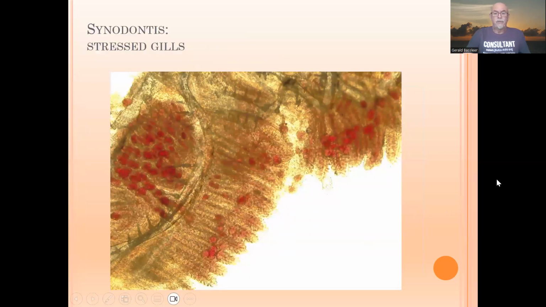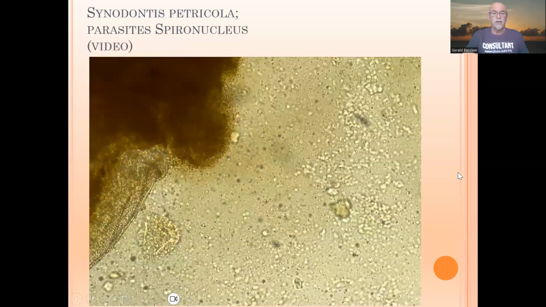And the first thing I found was that the gills of that fish were stressed. Stressed gills. Look at the hyperplasia, the blowing up of the lamellae. And that can be caused by different things. Could be an internal problem, could be a water quality problem. Here the water quality was okay, so we were thinking the fish suffered from something internally. And then we saw the parasites moving into the water.